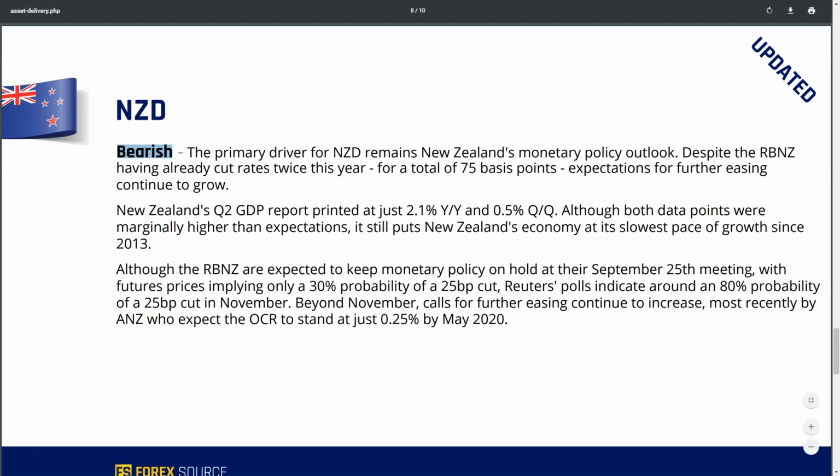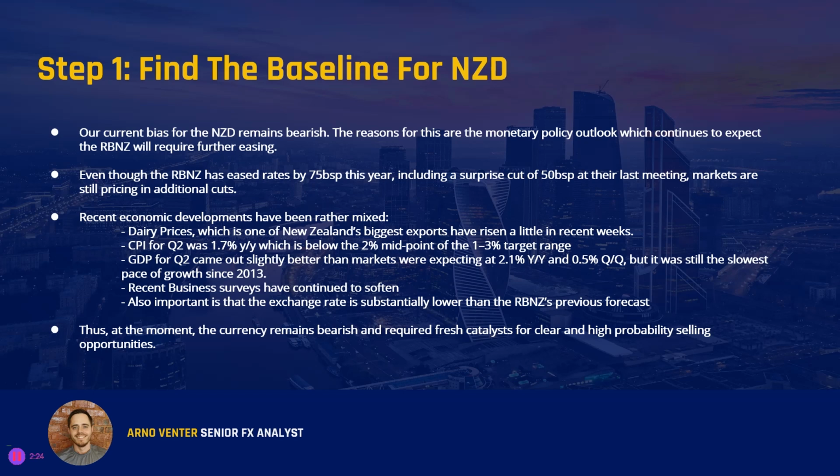Now, what we also saw is that recent business surveys have actually continued to soften, which is another negative point. And also importantly, a more positive one is that the exchange rate is substantially lower currently than the RBNZ's previous forecasts. So what this tells us is that at the moment, the currency remains bearish and will require fresh catalysts or triggers for clear and high probability selling opportunities on the Kiwi dollar.